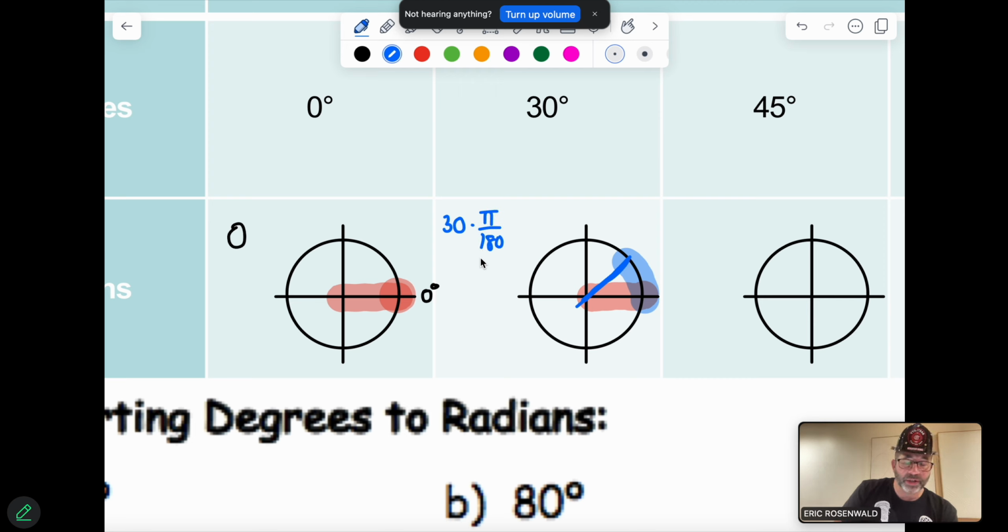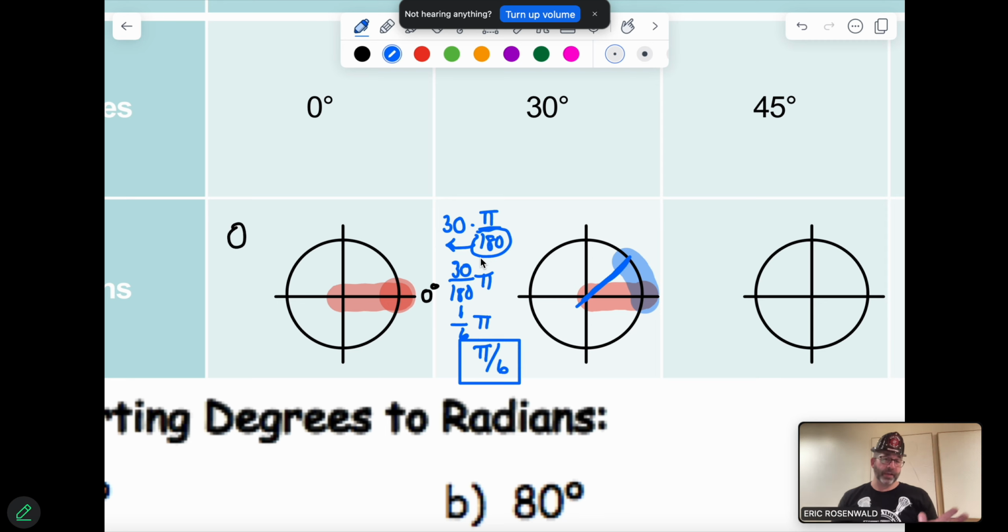Now, I want you guys to get used to doing this. Take this 180 that's right here, and really, let's throw it over on this portion, so it's underneath the 30. So we have 30 over 180, and then we have a pi. Okay? Well, 30 over 180 reduces to just 1/6, and then you have pi. Now, we don't normally write it as 1/6 pi. What's actually happening is we write it then as just pi over 6. There you go.